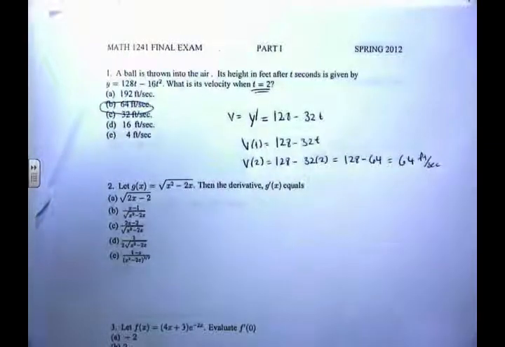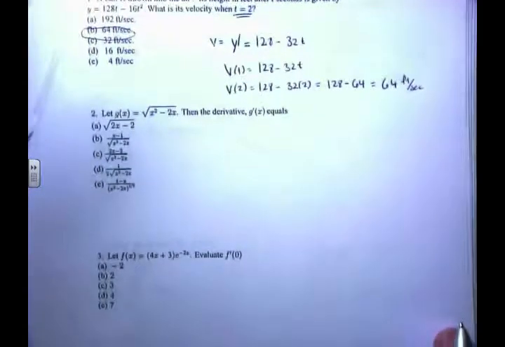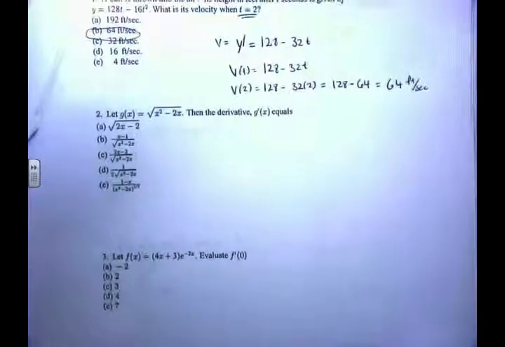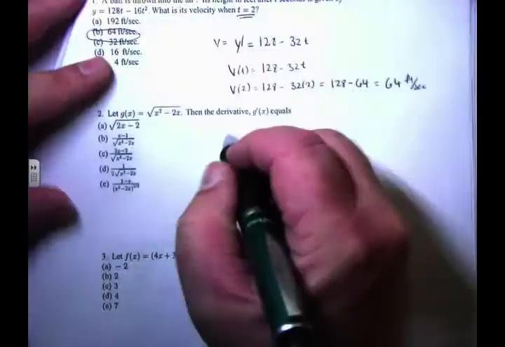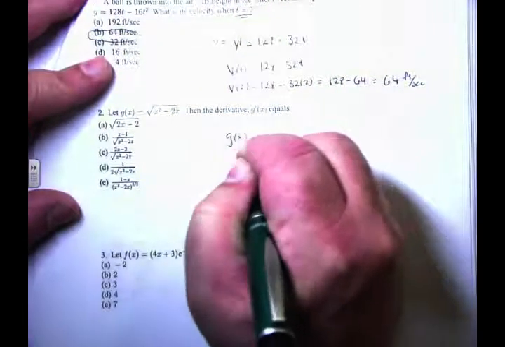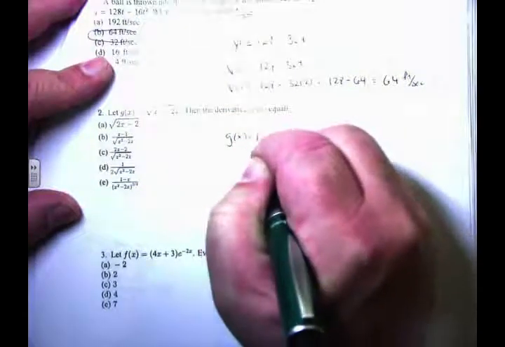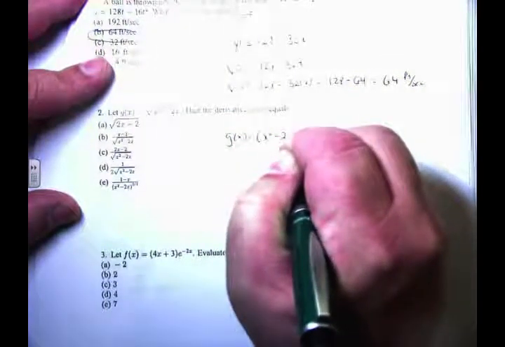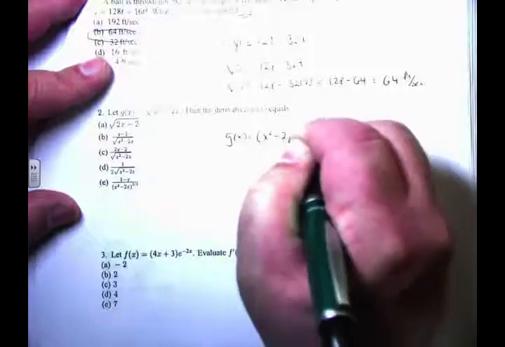And I show bubble B on my test. All right, then I go to the next one. The next one is this. Let g of x be equal to the square root of x squared minus 2x, and we're supposed to find g prime. So, again, when I take a derivative, first thing I want to do is John's Swim Rule of Calculus, which is clean it up first.